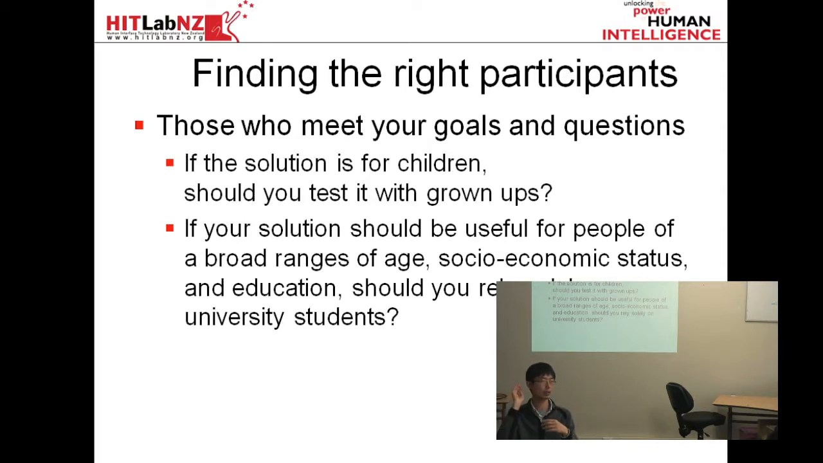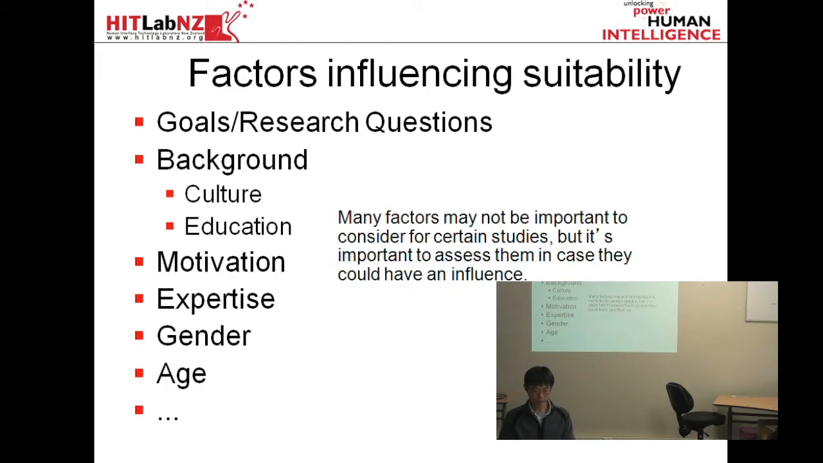You can do recruitment through putting up posters or posting messages on Facebook so that you can have random people participating in your study. It's better to do that. So these are some of the examples of the factors that could be considered when you are trying to identify the type of participants you want in your study.